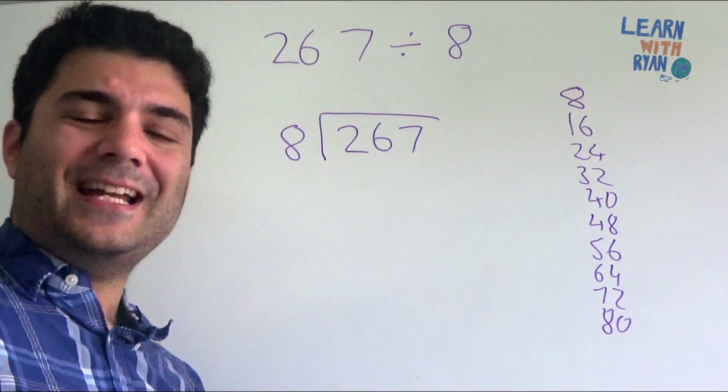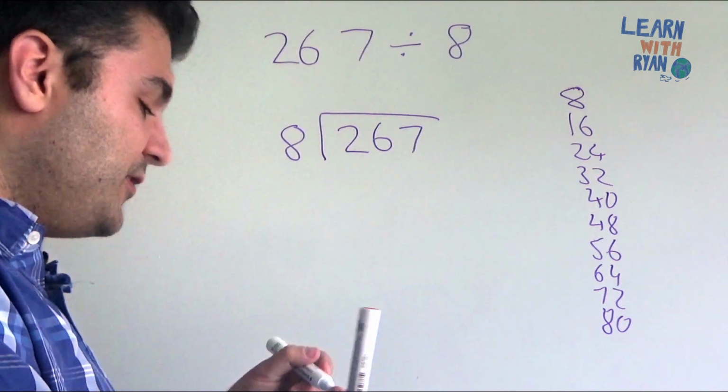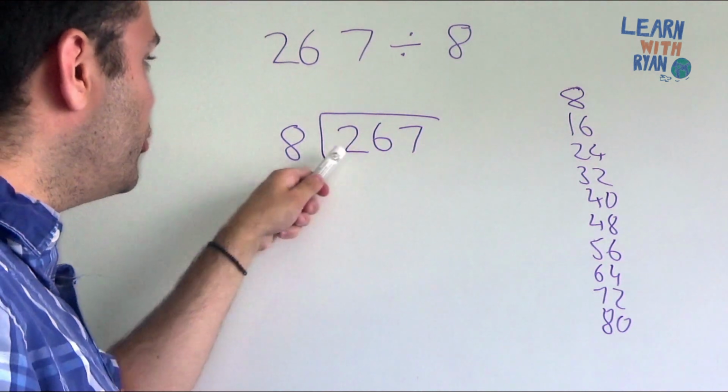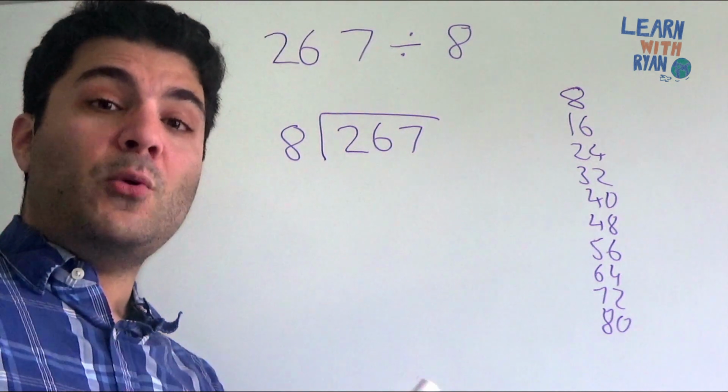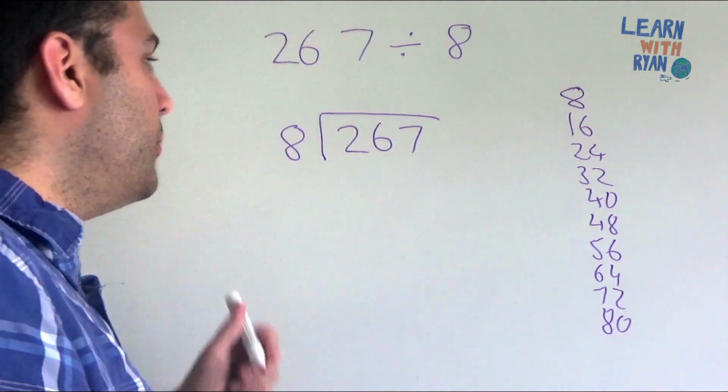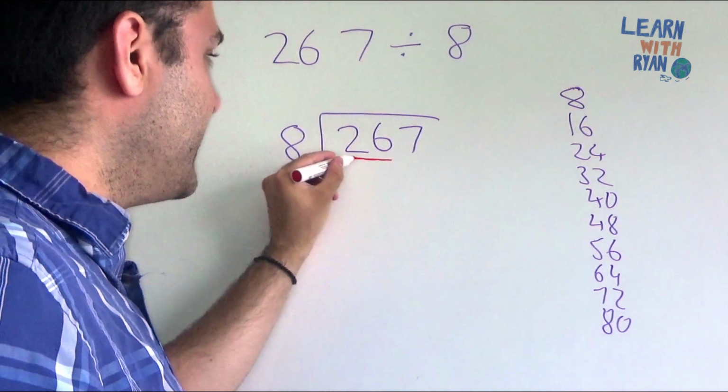Okay, now that I've listed my 8 times table, let's have a go at it. So we ask ourselves, how many 8s in 2? Well, there are no 8s in 2. So what we need to do is we need to move on to the next bit.